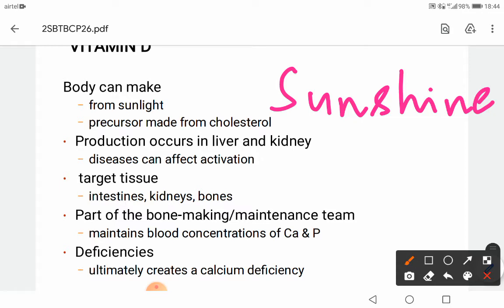Production occurs in the liver and kidney, and diseases can affect activation. The target tissues are the intestines, kidneys, and bones. It is also involved in the bone making and maintenance team. It also maintains the concentration of calcium and phosphate in the blood. So it is directly associated with bone density and bone health. Deficiency causes calcium deficiency. It means weak bones or brittle bones.